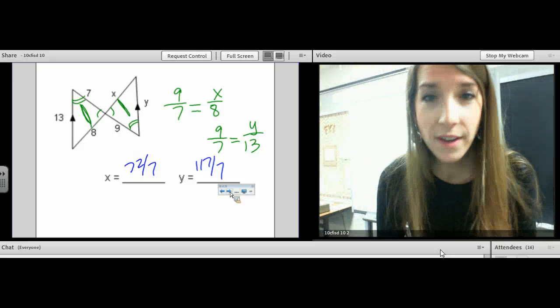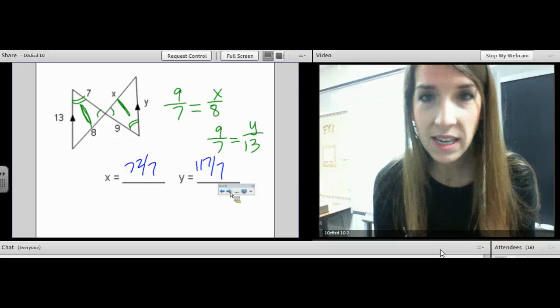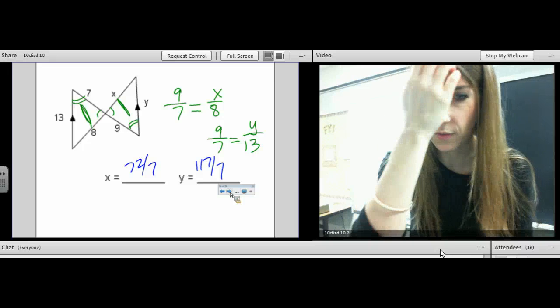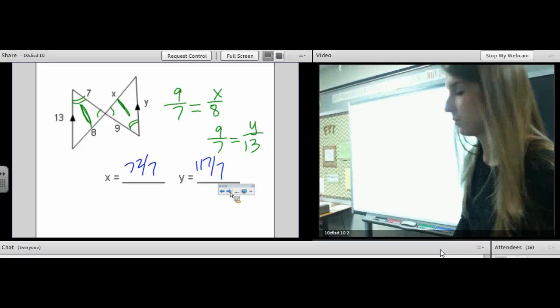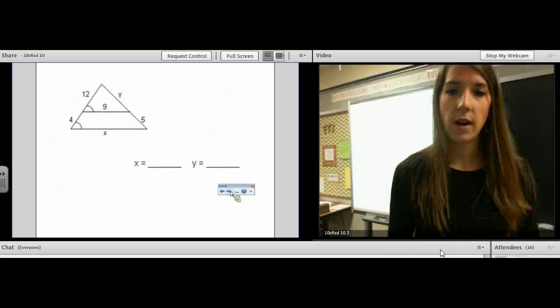Do not put the decimal as your answer. You can't put 16.7 because that decimal goes on forever. You have to put the fraction. Please, on your test, put the fraction. Alrighty.